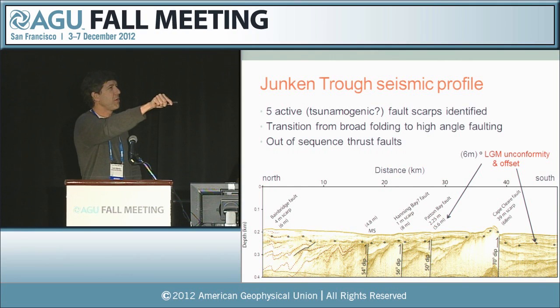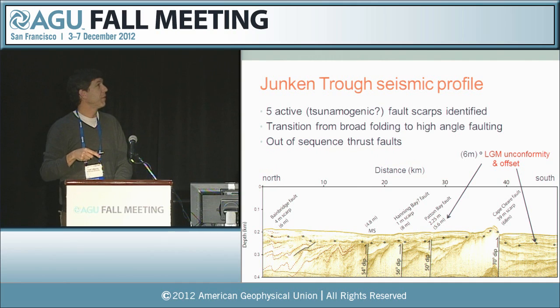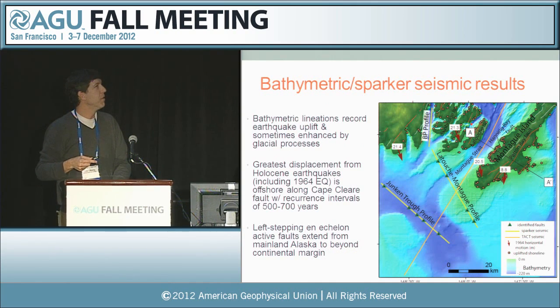But what you do see is less displacement. If you look at the offset on the LGM reflector here, you'll see about half the amount of displacement on this profile compared to the previous one, which would suggest that the long-term deformation along this profile is less than what we see on the profile that's along the edge of the Yakutat block.